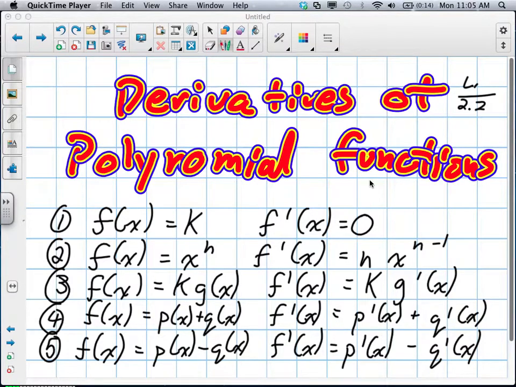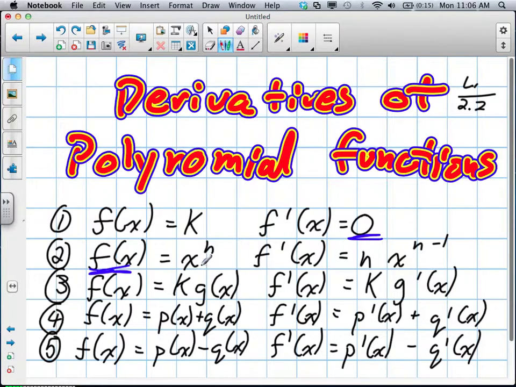Okay, derivatives of polynomial functions. They've given us quite a few functions. The first one is if the function is k, which is a constant term. So if it is just one term, no variables involved, the derivative, remember f prime deals with the derivative. We just talked about that with our first principle of derivatives. The derivative of that function will just be 0. That's it.